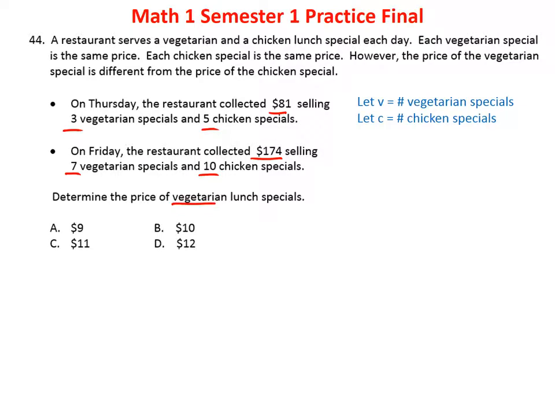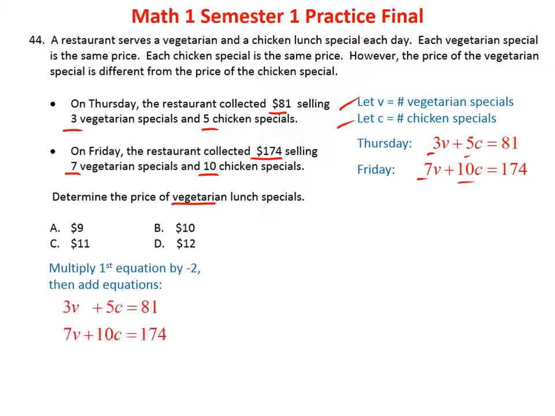We want to find out how much a vegetarian lunch costs. We're going to let V be the price of vegetarian meals and C the price of chicken, and we can write 2 equations. On Thursday, they sold 3 vegetarian and 5 chicken, and they made $81. 3 times the price of vegetarian plus 5 times the price of chicken was $81. On Friday, they sold 7 vegetarian and 10 chicken, and so we have this equation here. If we solve this, we can find out how much it is.